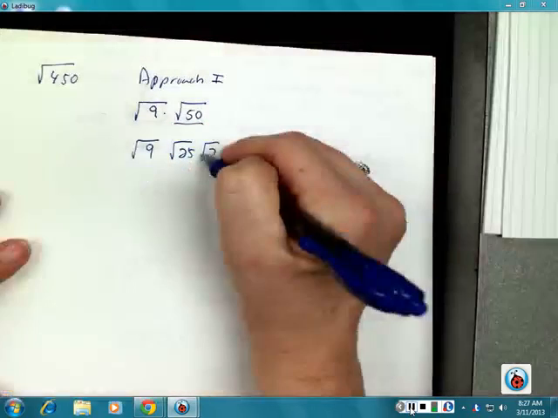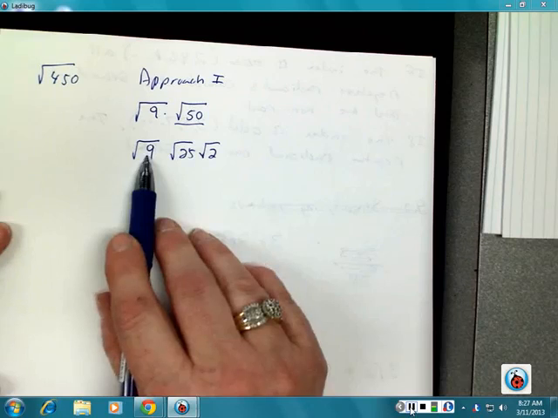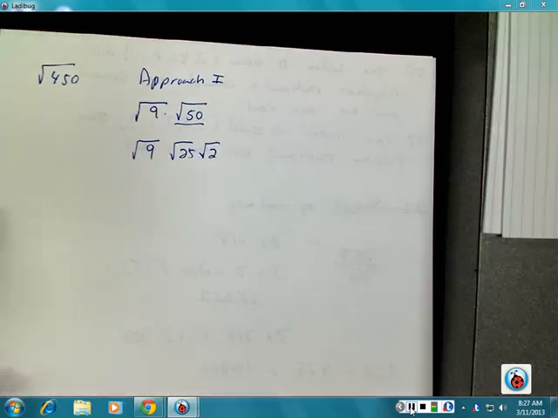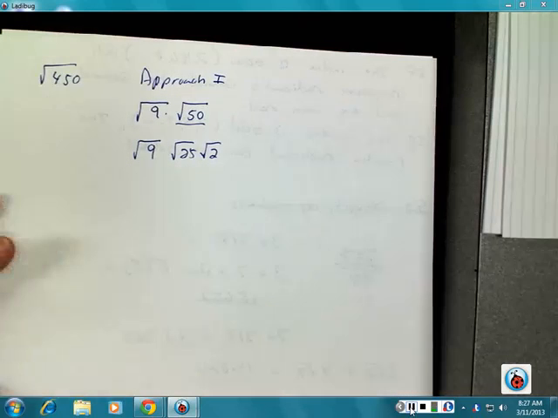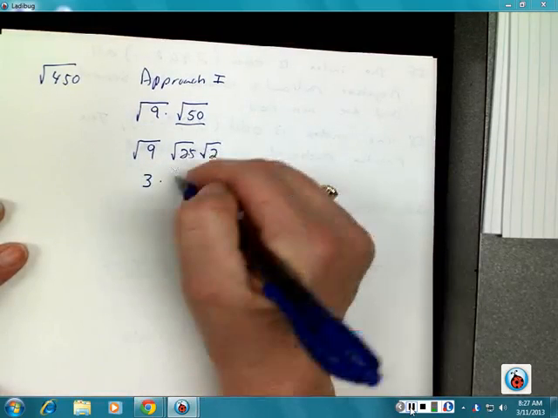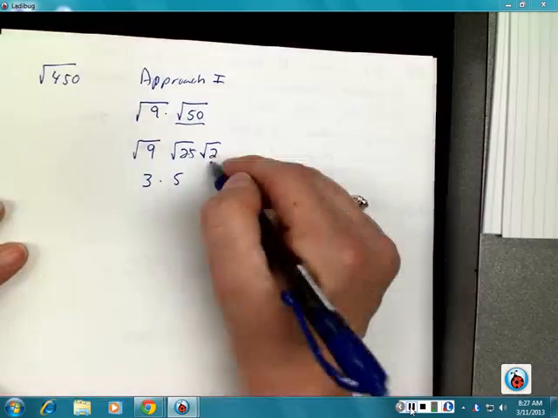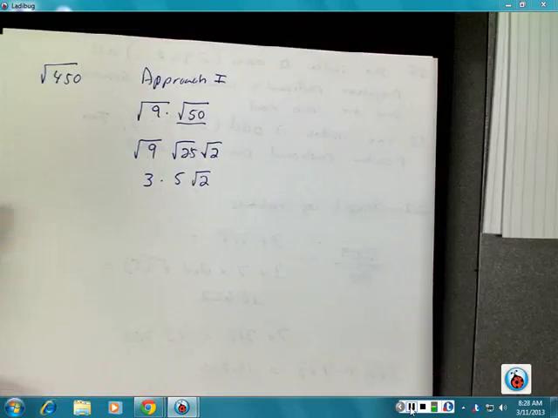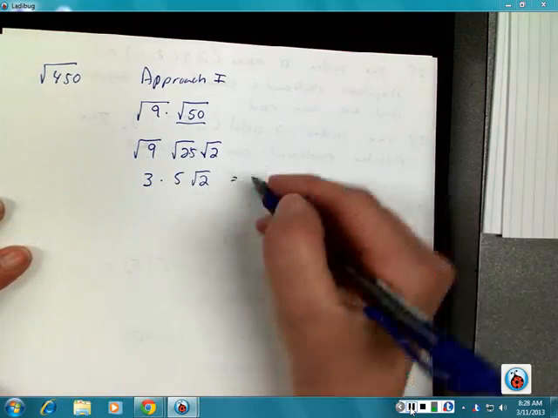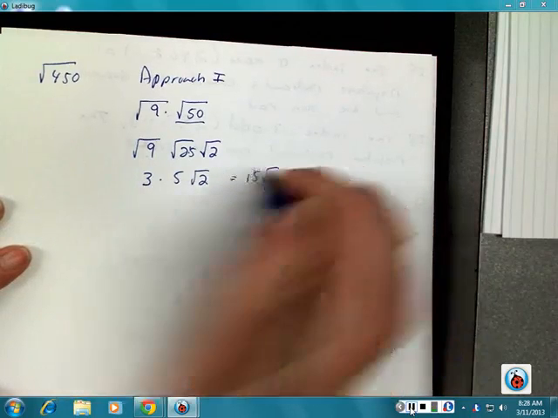Okay. So I could have the square root of 9, square root of 25, and the square root of 2 as my pieces that all multiply to give me 450. We all agree? Yes or no? Okay. So the square root of 9 is 3. The square root of 25 is 5. The square root of 2 is not perfect, so I can't do anything with that one. So my answer comes out to be 3 times 5 is 15, the square root of 2.